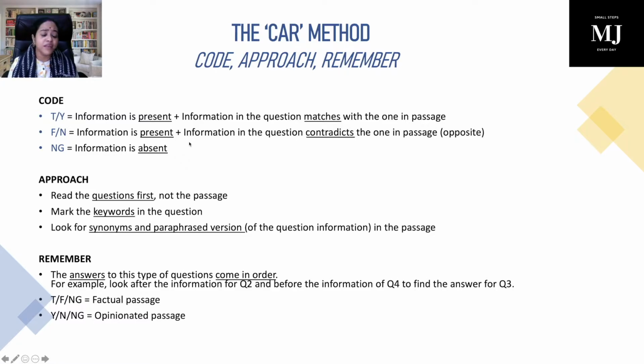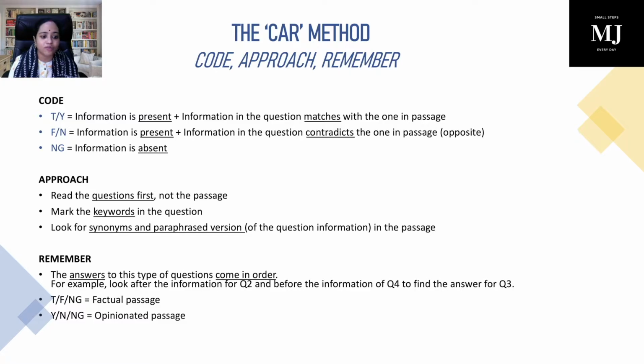But suppose the question says tiger is a ferocious animal, and in the passage it says tiger is a royal animal. That means we don't have any information about the tiger being ferocious. We have to look for that same information. If it is not there, we don't care whether the tiger is a royal animal or not, because we are looking for whether it is ferocious or not.